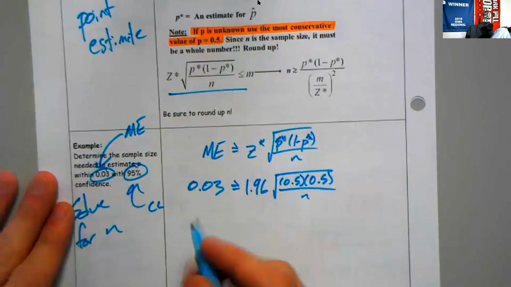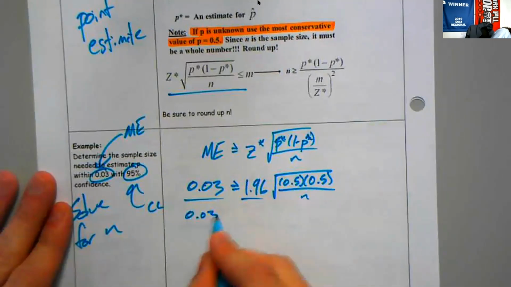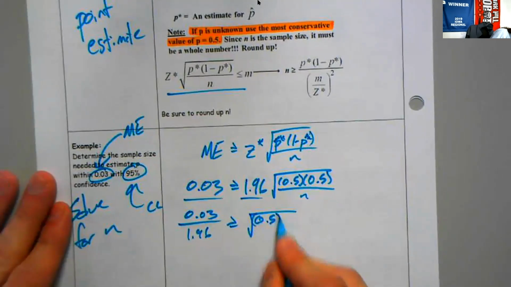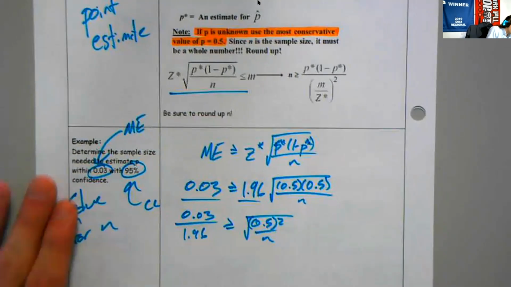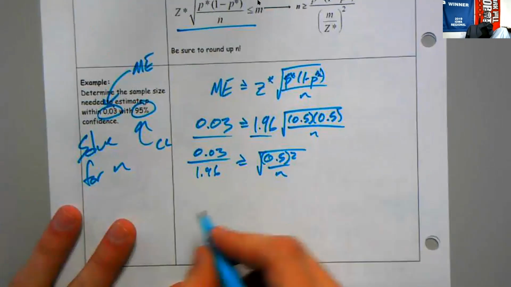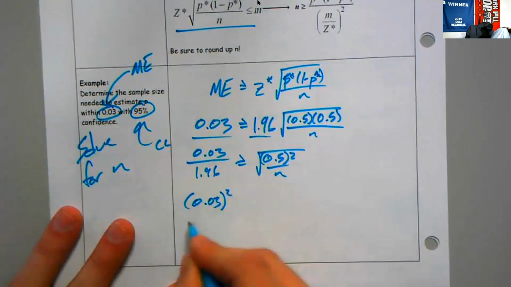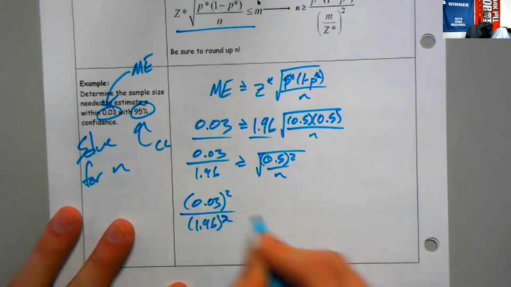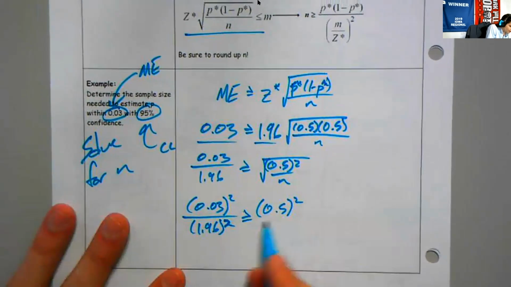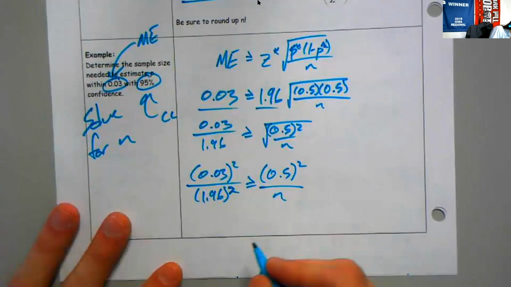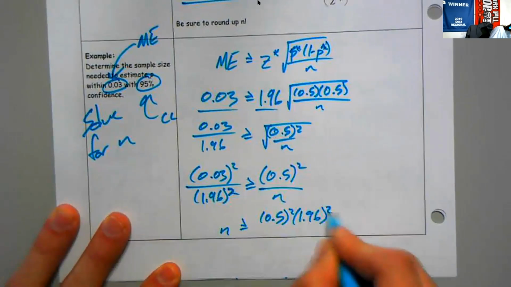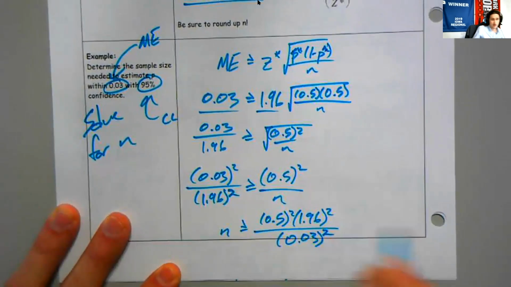Let's do it. Divide by the 1.96, 0.03, 1.96. Square root of 0.5 squared over n. That's cool. So I'm going to move that up, move that down. Do you want me to do every step? I'll do every step, guys. I'll square both sides, and this becomes 0.03 squared over 1.96 squared, greater than or equal to 0.5 squared over n. Solving for n, moving that up, moving everything else down, n is greater than or equal to 0.5 squared times 1.96 squared over 0.03 squared. Make sure you can do that.